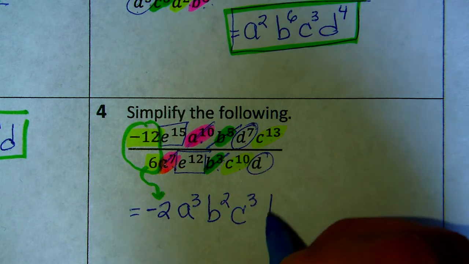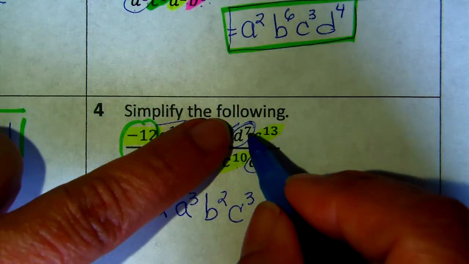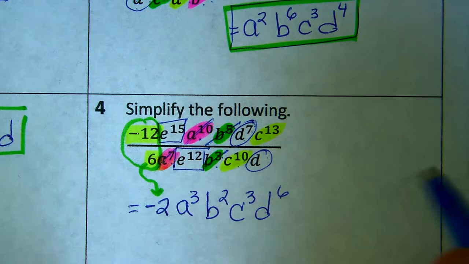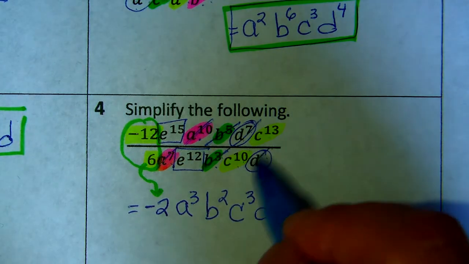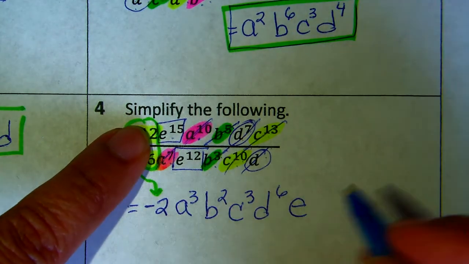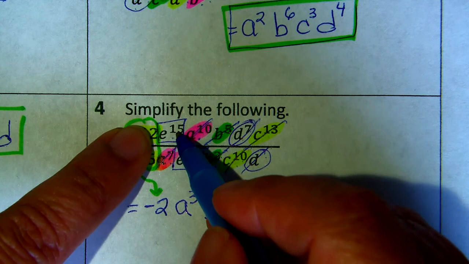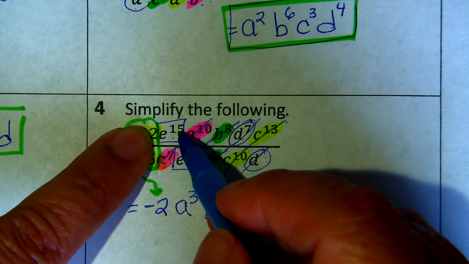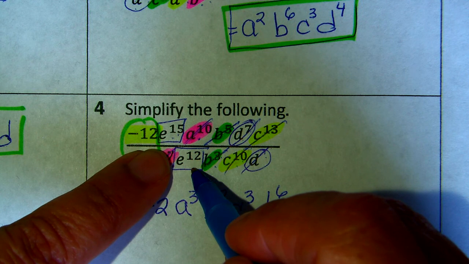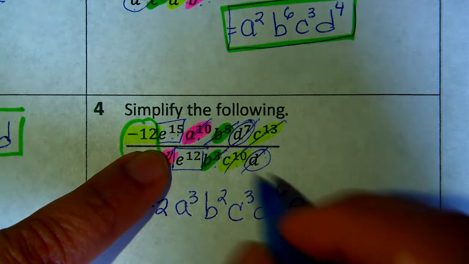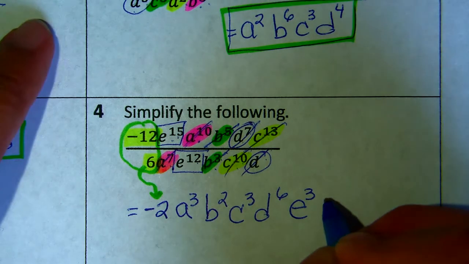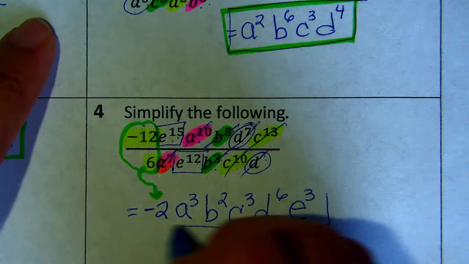Let's move on to the D. Where's the D? In circles. 7 minus 1, 6. And then, so we're taking care of the D's, the C's, and now we're left with the E's. E to the 15 divided by E to the 12. What do you do? Subtract the exponents. 15 minus 12, 3. So this is your answer.